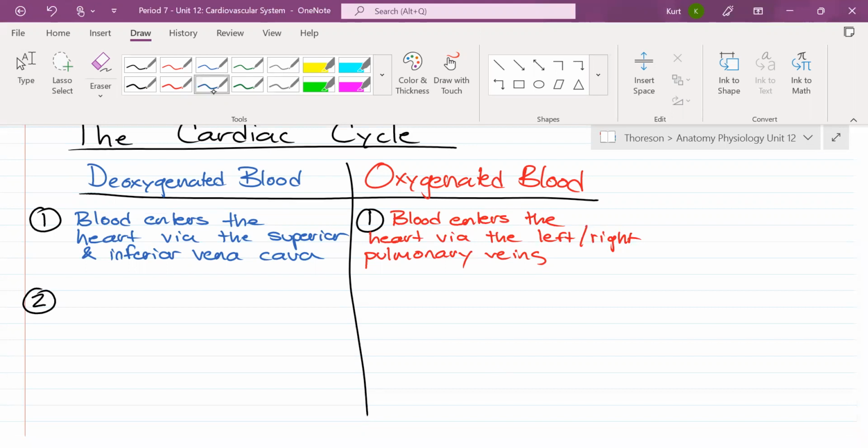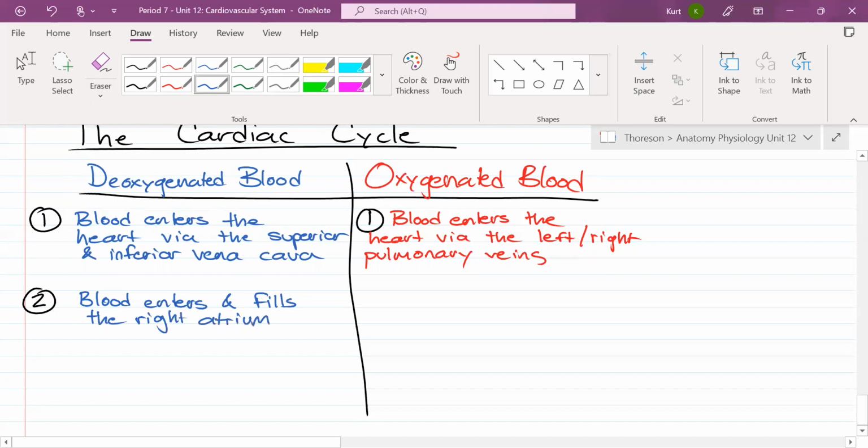Step 2. What chamber in your heart will the inferior and superior vena cava dump blood into? The right atrium. Blood enters and fills the right atrium. Now, as a side note, in order for the right atrium to fill with blood, what valve must be closed? Yes, the tricuspid is closed. Very good.